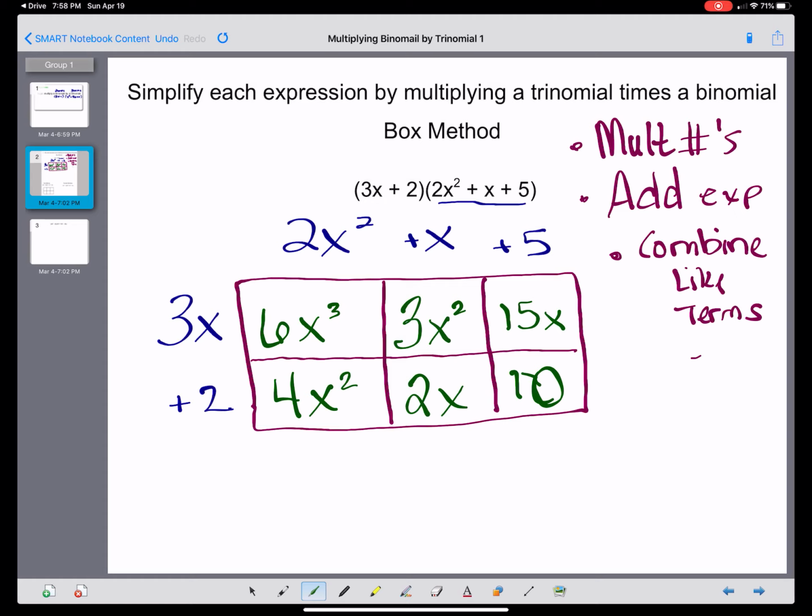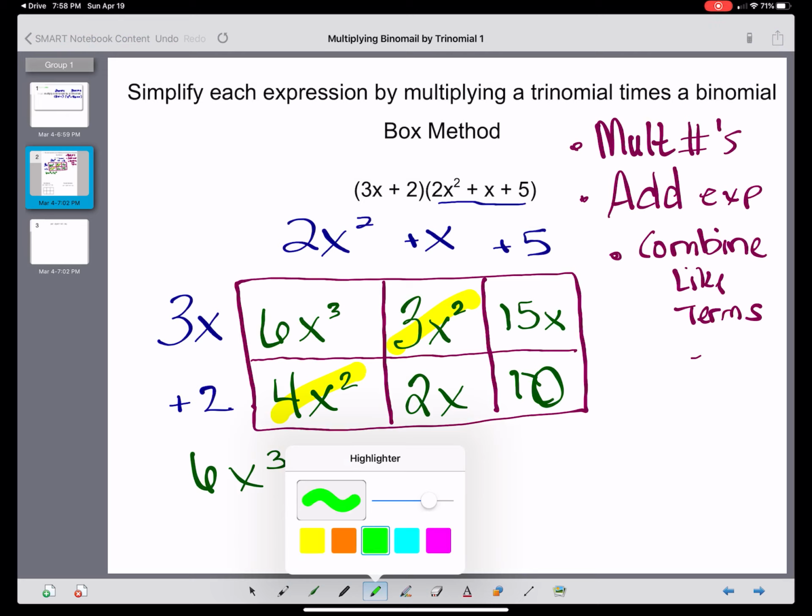I have 6x to the third. I'm going to look for any other x to the thirds. There aren't any, so I'm going to write 6x to the third. Okay, now what is after x to the third? Remember, we're going down. Our exponents are going down. So x to the third next is x squared. Well, I have an x squared here and an x squared here. So 4x squared, 3x squared. We are adding the coefficients. 4 plus 3 is 7x squared.